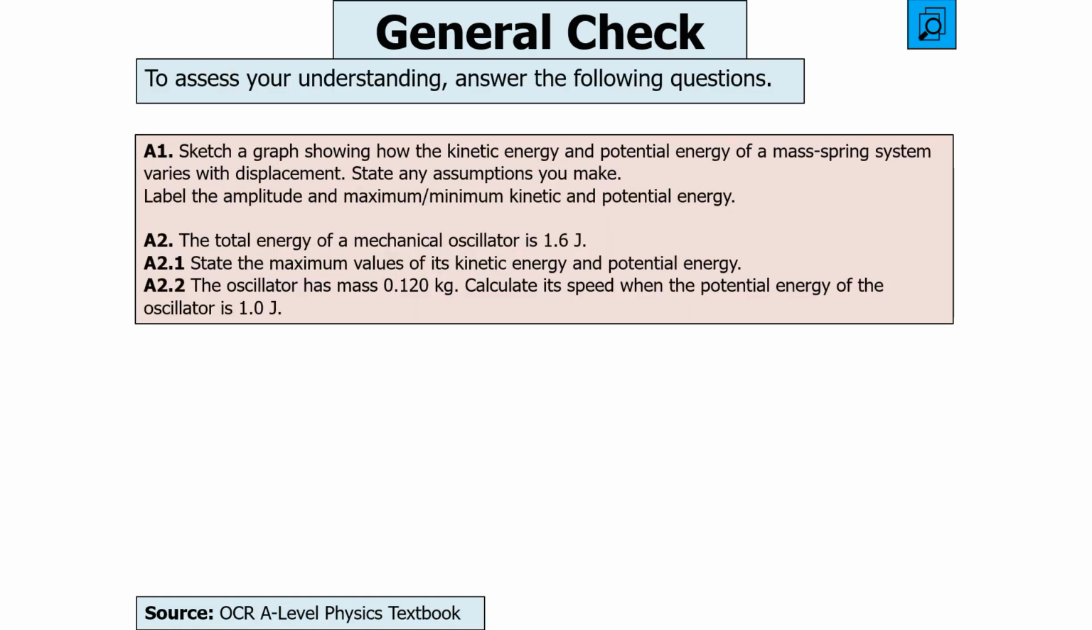The next question says, sketch a graph showing how the kinetic energy and the potential energy of a mass spring system varies with displacement. State any assumptions that you make. Label the amplitude and maximum minimum kinetic and potential energies.